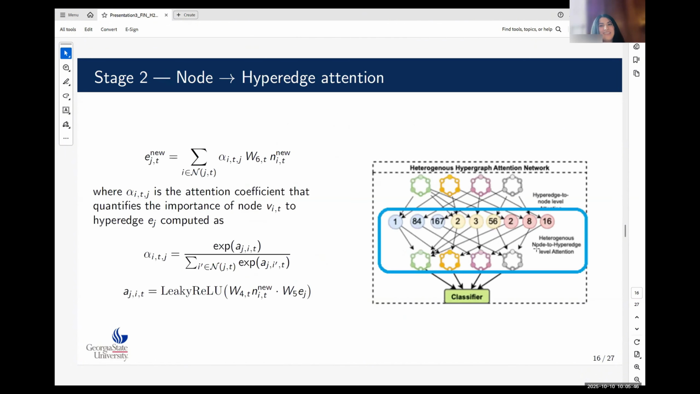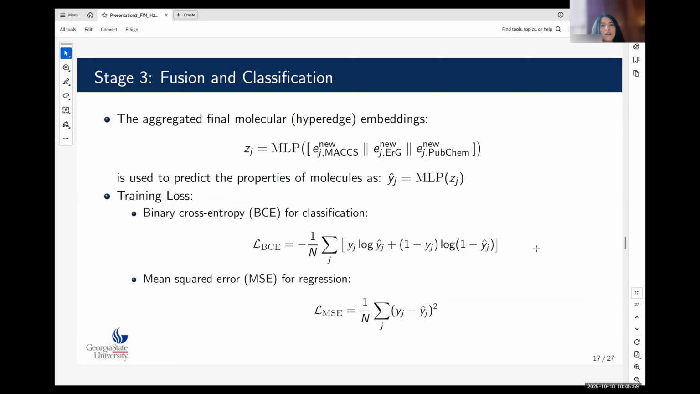So basically that's it. We have two different flows of information, from molecules to substructures to molecules, and it's weighted. We know which substructures are most important for each property, and we pass them to a classifier. These are technical details.